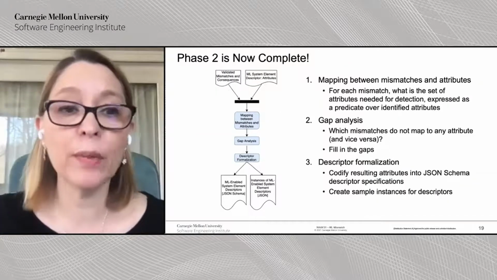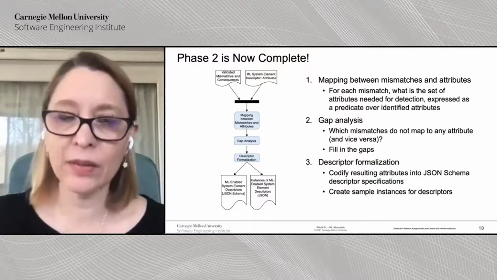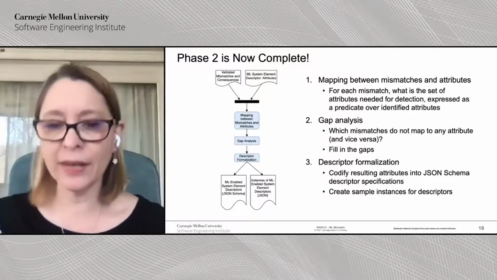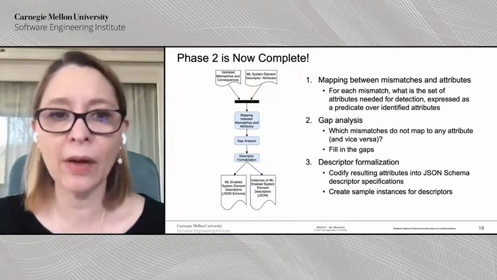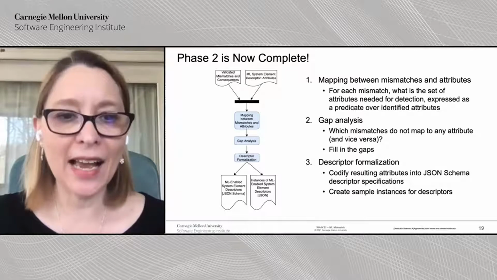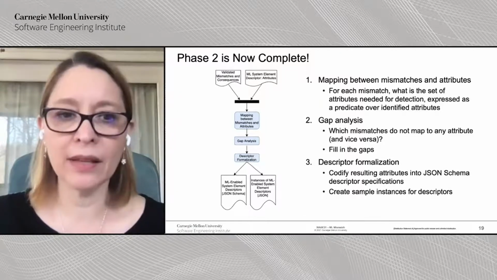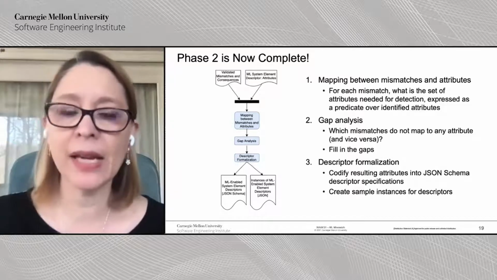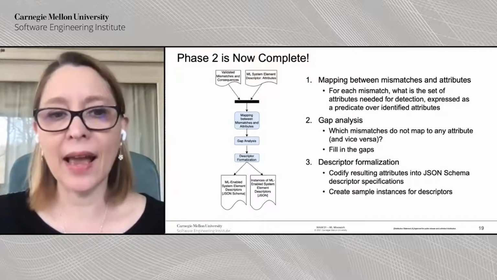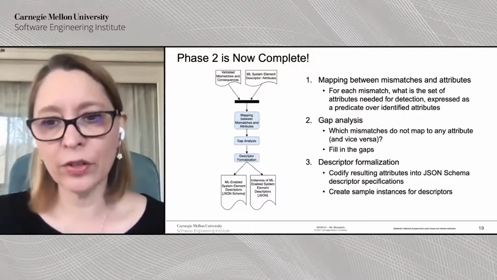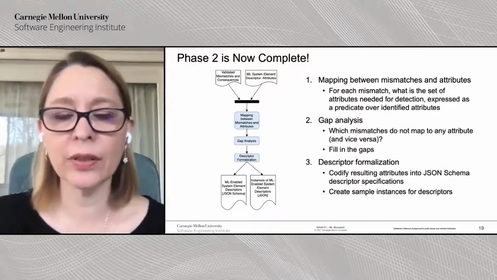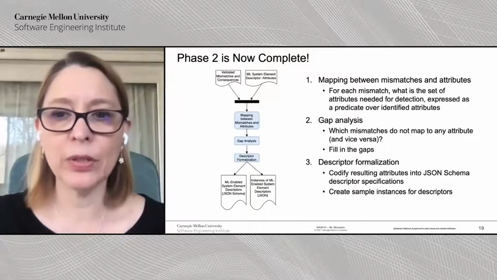We're happy to inform that this phase is now complete. It was not complete by the time we submitted the paper, but now it is complete. And what we've done after that with the information that we had is that we took the validated mismatches and consequences from the survey, as well as the ML system element descriptors or attributes that came from the multivocal literature study, and we did a mapping between the two.